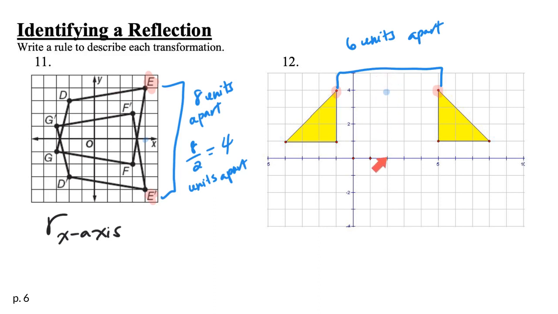And I just want to take a look at what this x value is over here. I see that it's going to be x equals 2. So my reflection is actually going to be a reflection over the line x equals 2.